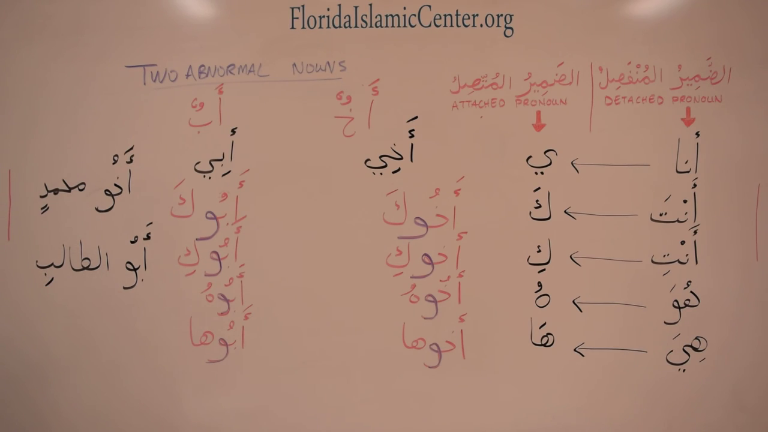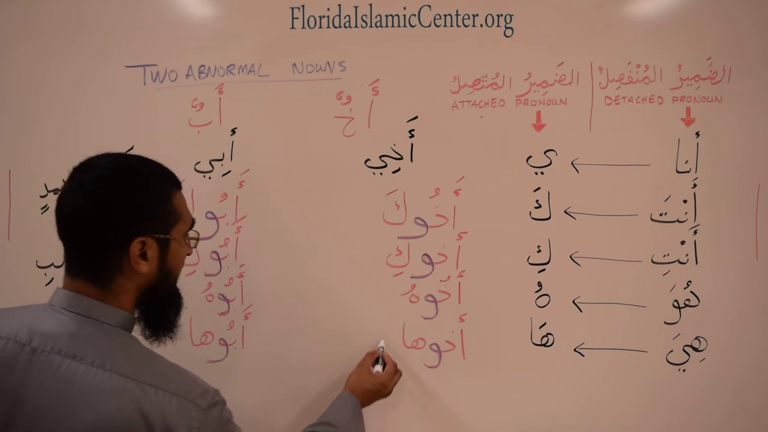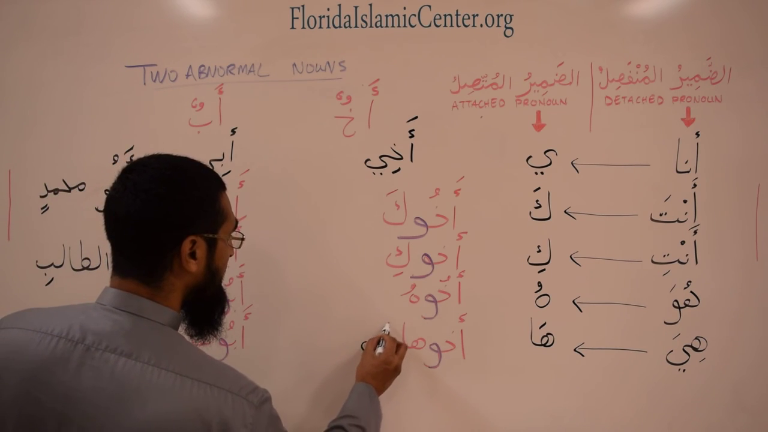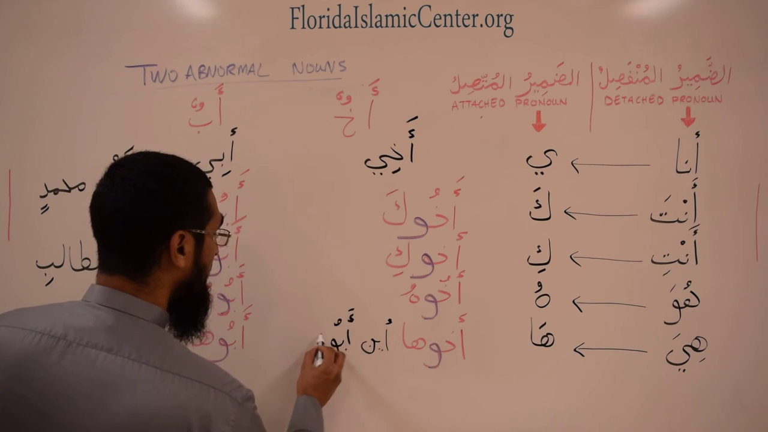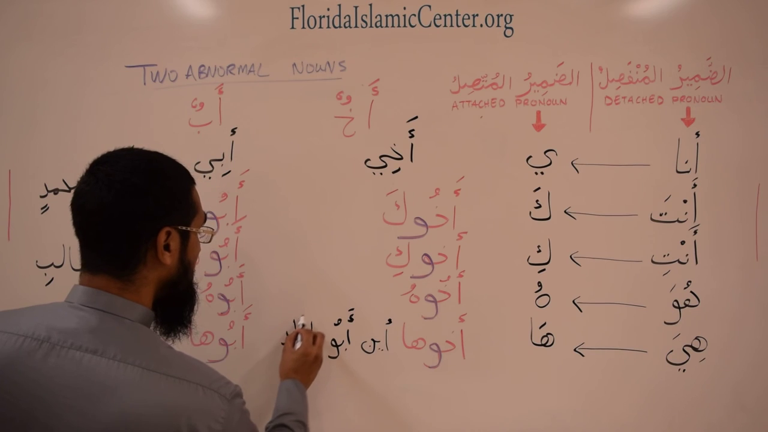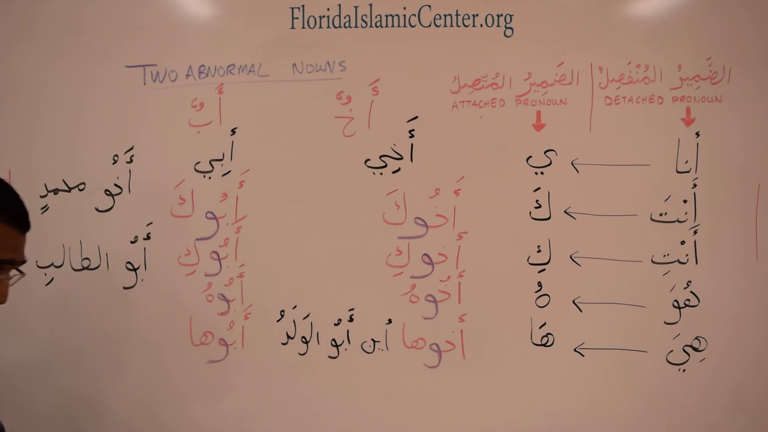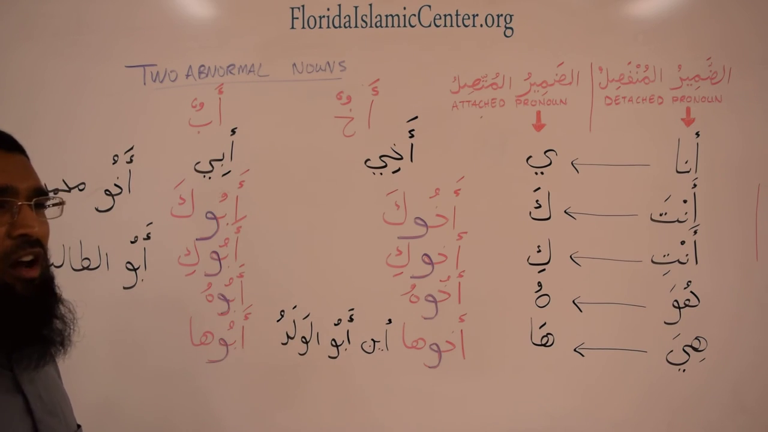Okay, you get it? How do you say where is the boy's father? You say aina abu al-waladi. Aina abu al-waladi.